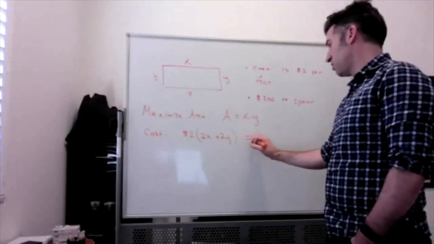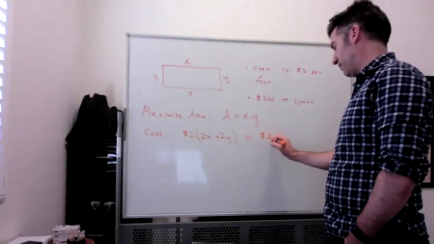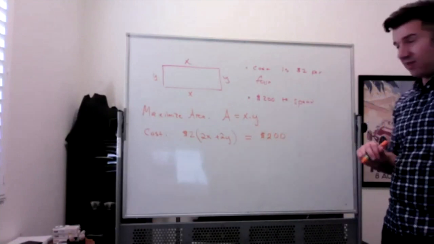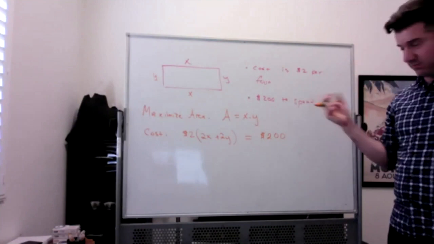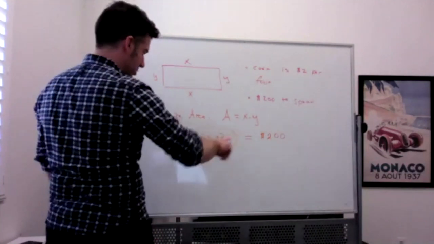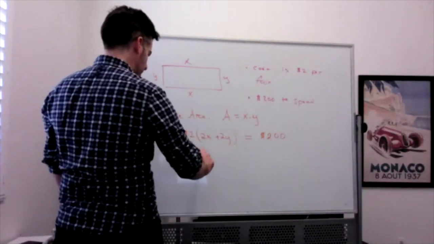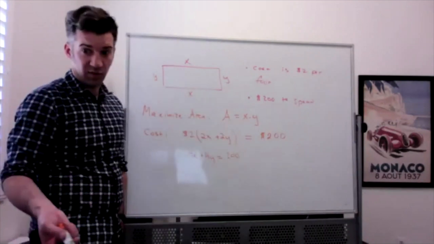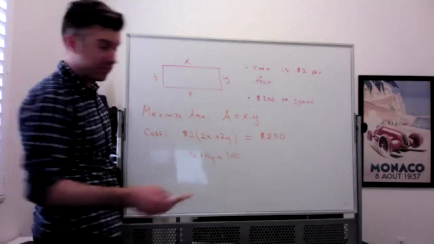And we're going to set that equal to how much money we have to spend, $200. And then we're going to try and solve for x or y. So I would probably divide both sides by 4. Right? You could distribute this out first and say you have 4x plus 4y equals 200, and then divide everything by 4 to get x plus y equals 50.